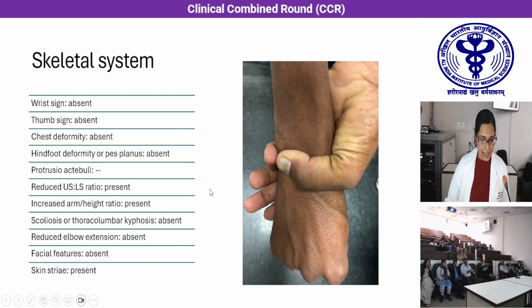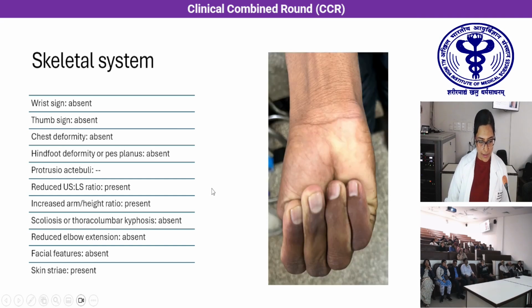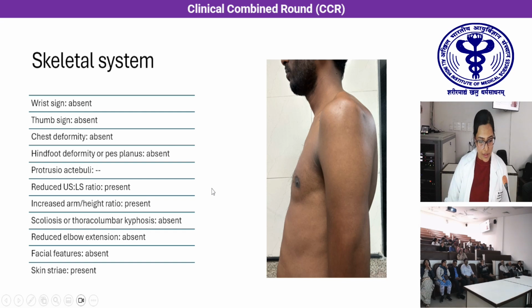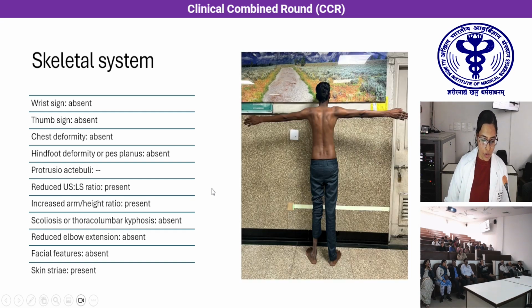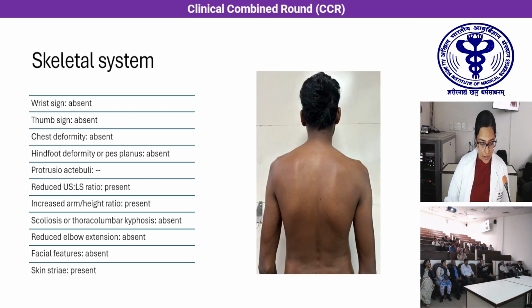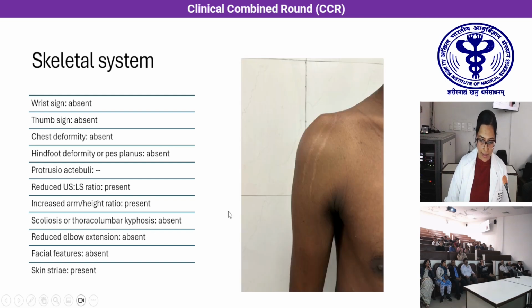On further skeletal system examination, there was no wrist sign or thumb sign. There was no obvious chest deformity or hindfoot deformity. There was a reduced upper segment lower segment ratio and an increased arm height ratio. There was no obvious spinal deformity, reduced elbow extension or facial features. He also had skin striae.